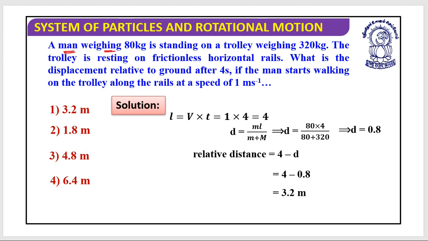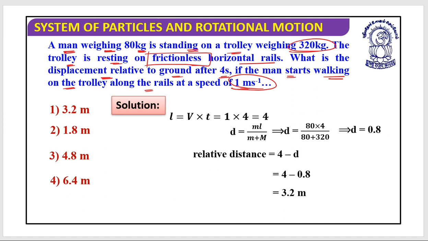It says a man weighing 80 kg is standing on a trolley which weighs 320 kg. The trolley is resting on frictionless horizontal rails. It's frictionless, please keep this in mind. What is the displacement relative to the ground after 4 seconds if the man starts walking on the trolley along the rails at a speed of 1 meter per second? So the person is moving with a speed of 1 meter per second. What would be the displacement relative to the ground after 4 seconds?